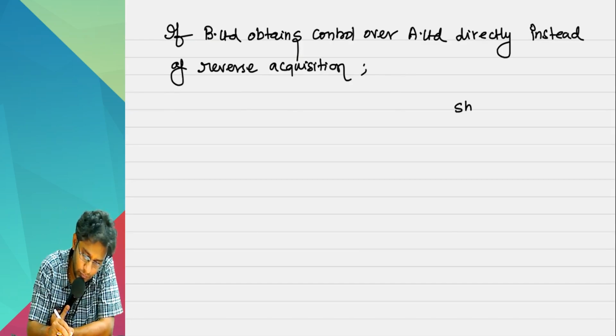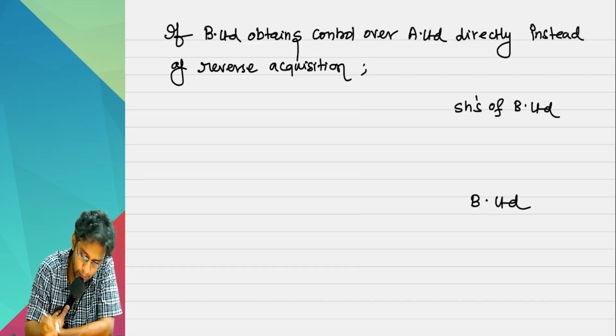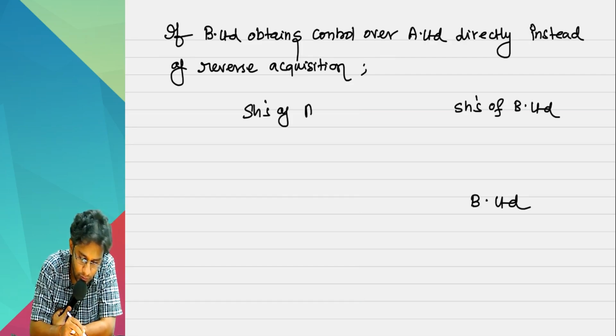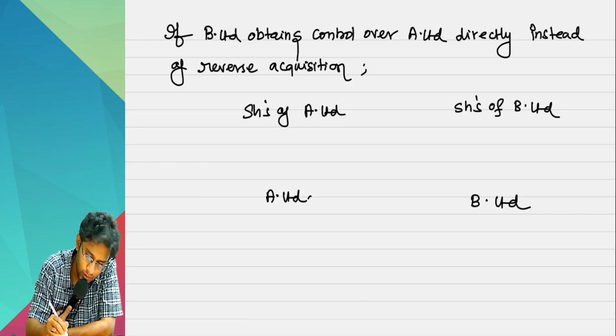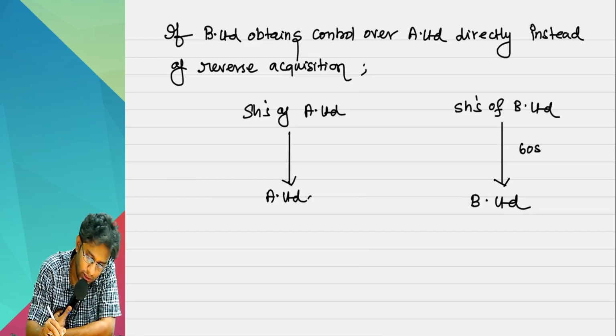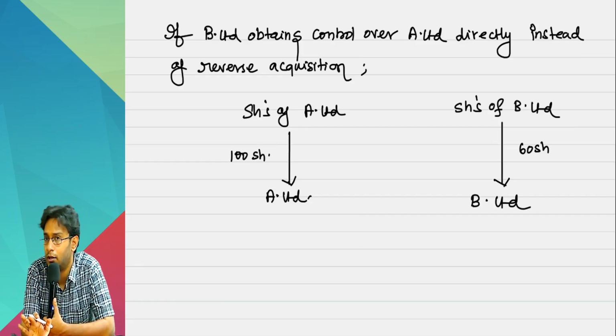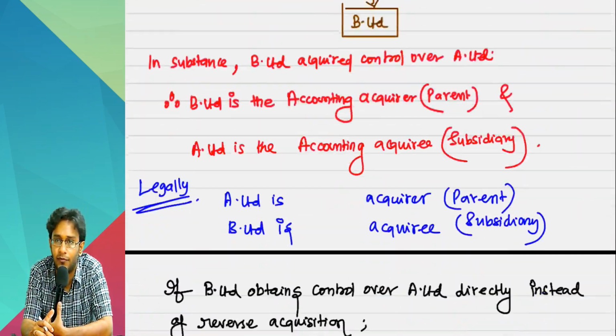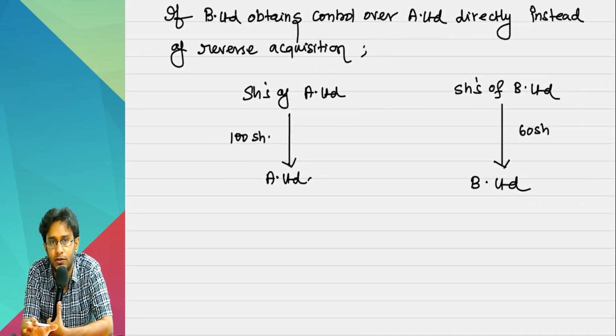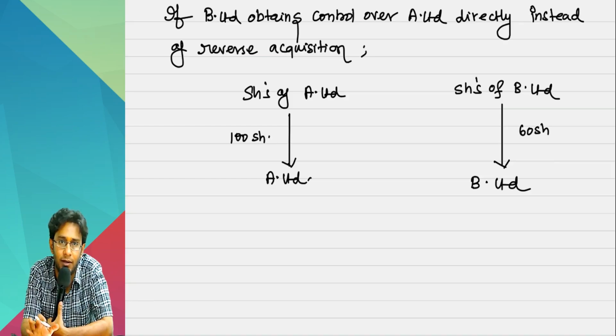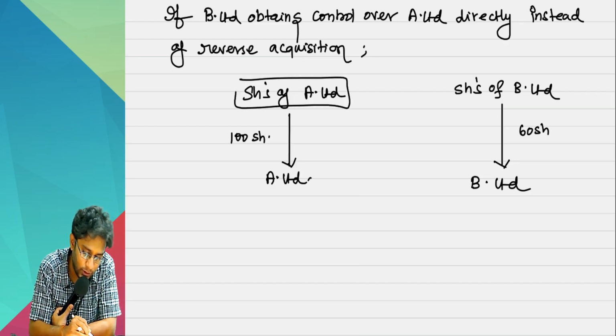Now, shareholders of B Limited, shareholders of A Limited. Here they are having 60 shares, our people are having 100 shares in our company. Forget legally how it happened, we already drew the diagram. Legally we observed and understood that B obtained control indirectly. Had B obtained control directly, how would the transaction have been executed?